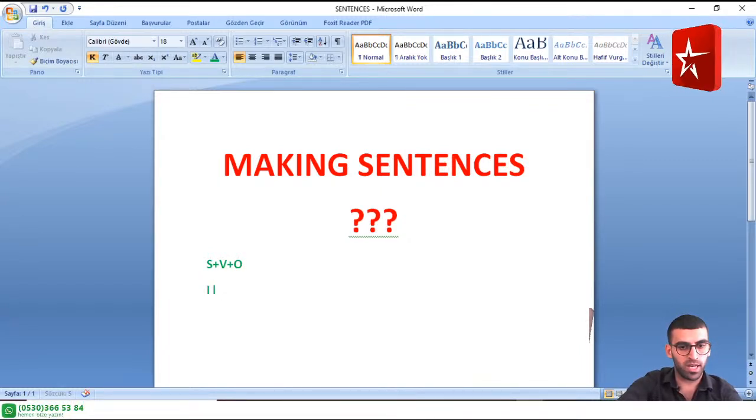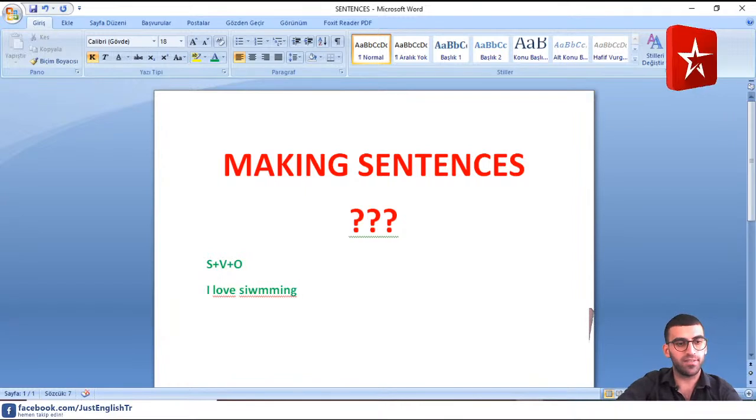For example, I love swimming. Okay, this is a simple one. I love swimming. I is a subject, love is a verb, swimming is an object. How can we make this sentence into a longer sentence? How can we do that?